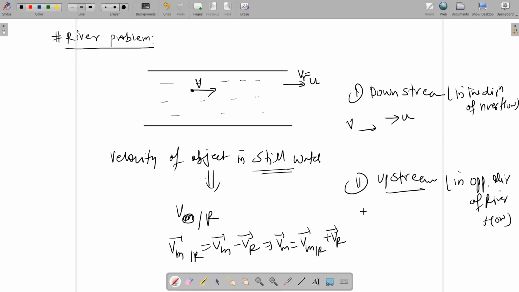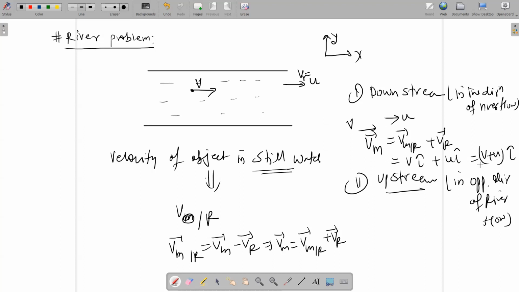Now, if you go in the direction of flow, that is called downstream. So in downstream, man will swim in the direction of flow. Here, the velocity of man with respect to ground is velocity of man with respect to river plus velocity of river. In this direction, if I consider plus x and plus y, this will be v i plus u i. So in the downstream direction, your speed will increase because of the flow of the river.